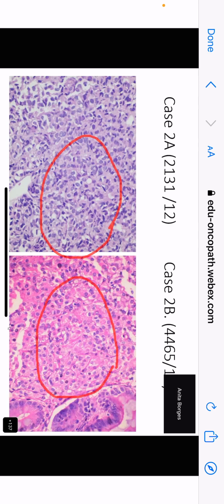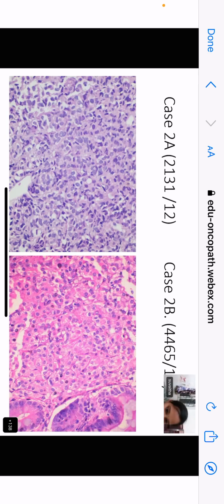On the left hand side, I can see these cells are mildly pleomorphic with a round to oval nucleus. They show prominent nucleoli with eosinophilic cytoplasm, ma'am. Do you want to show me where these prominent nucleoli are, please? Show me the prominent nucleoli. Where is the prominent nucleolus? Where are you marking? I can't see a prominent nucleolus. Towards the left, in this nucleus, ma'am.